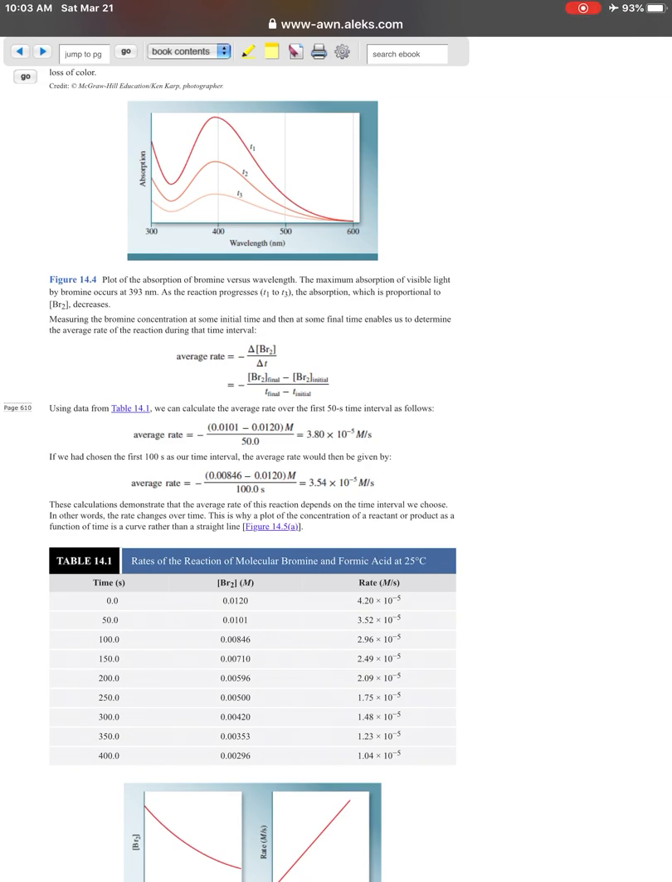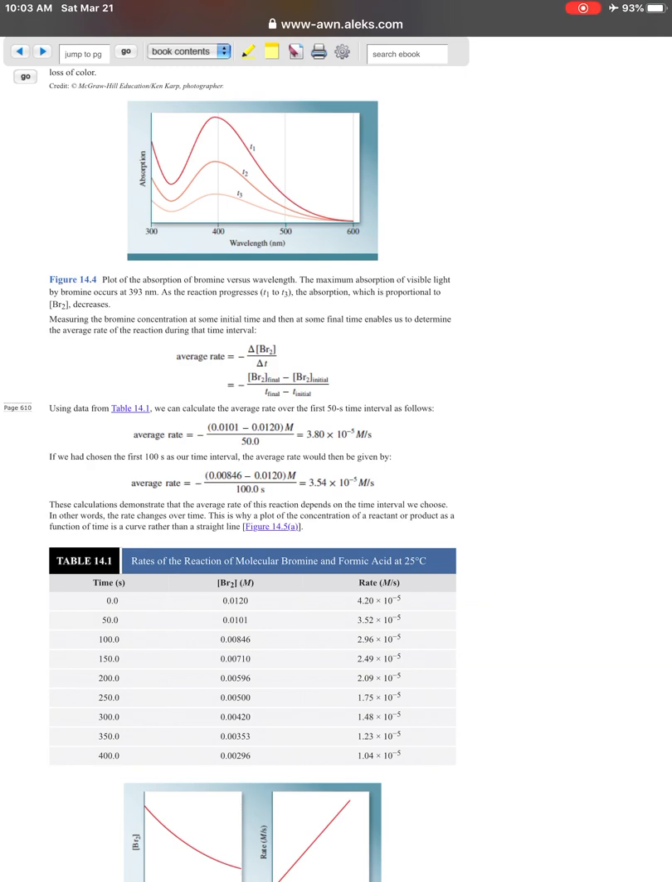Average rate can be defined for this reaction as the negative change in the concentration of Br2 divided by the change in time. Remember, that's from our earlier discussion where we talked about the negative change in the concentration of the reactant A divided by the change in time. So we're using bromine because that's the substance that absorbs light, so we can monitor it. This average rate is equal to the negative of the final concentration of bromine minus the initial concentration of bromine divided by the final time minus the initial time, delta T.